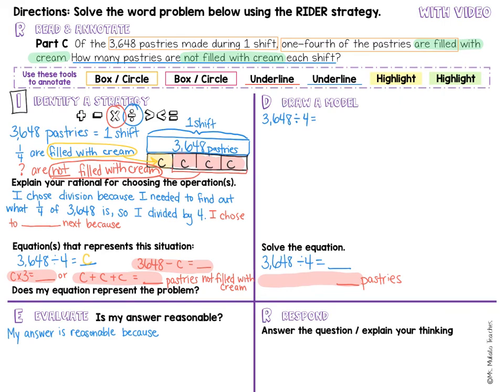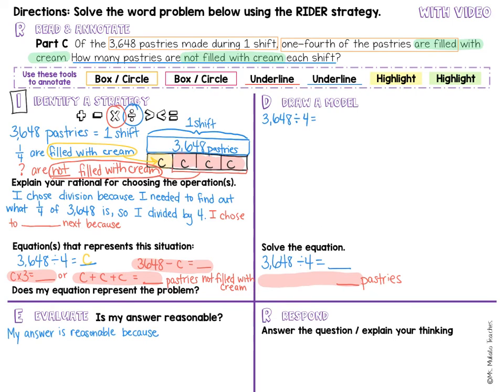The last thing that we're going to do is R, respond. Answer the question, explain your thinking if the question asks you to. Let's read the underlined part again. How many pastries are not filled with cream each shift? So we're going to answer in a complete sentence. Pastries are not filled with cream each shift. Go ahead and write your answer in the respond quadrant. Once this is all on your paper, you may type your answers on the next slide.